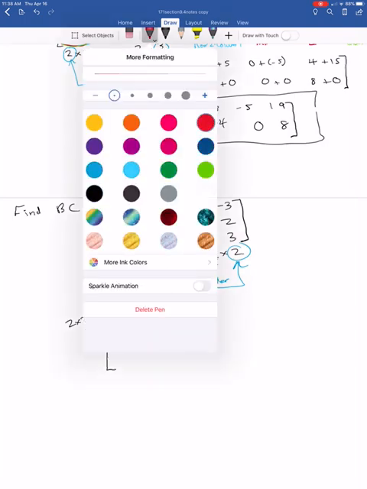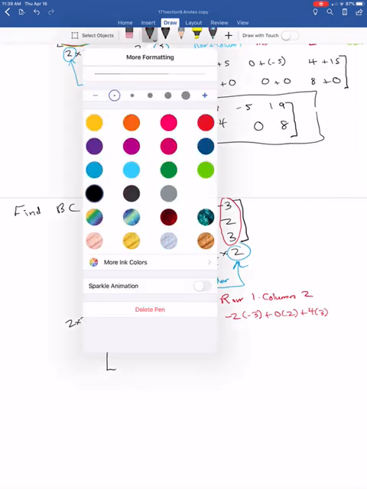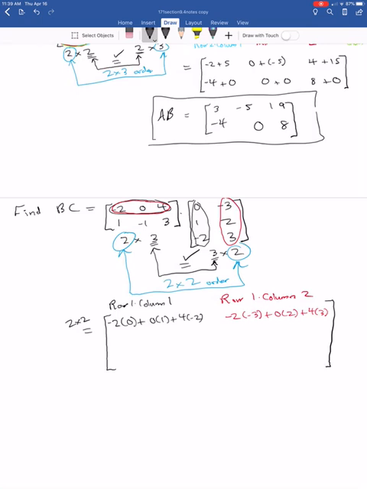Now let's move on to our next entry, which would be row 1, column 2 in this 2 by 2 matrix. So we're going to take -2, 0, and 4 and multiply with -3, 2, and 3. So we got -2 times -3, the first entries, plus 0 times 2, the second entries, plus 4 times 3, the third entries. And that's the end of row 1.